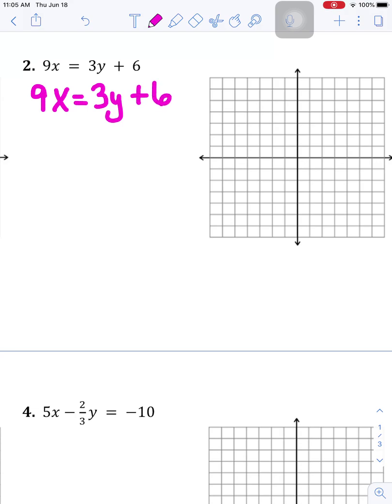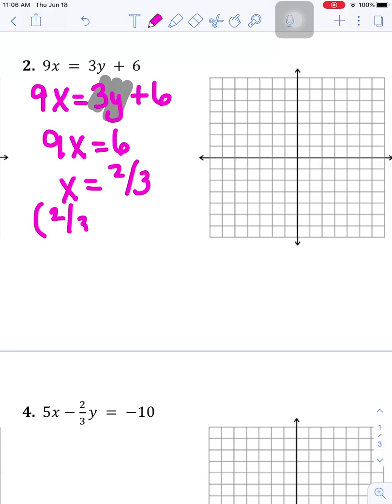In order to get the x-intercept, you're going to zero out the y. That leaves you with the equation of 9x equals 6. And when you divide by 9, you get 6/9, which is the same thing as 2/3. So your x-intercept is 2/3 and 0.